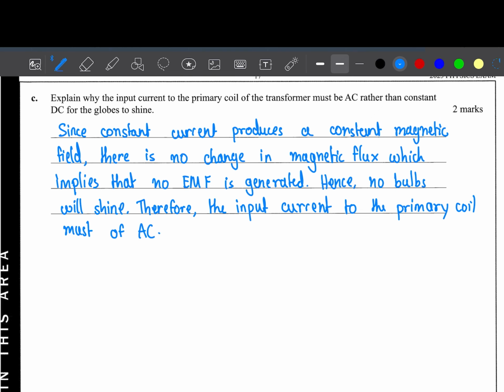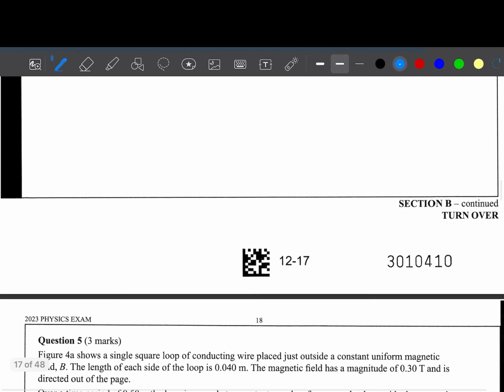Since the constant current produces a constant magnetic field, there is no change in flux, which implies that there is no EMF. Okay, hence no bulbs shine. Therefore, the input current to the primary coil must be AC. There we go. Alright.